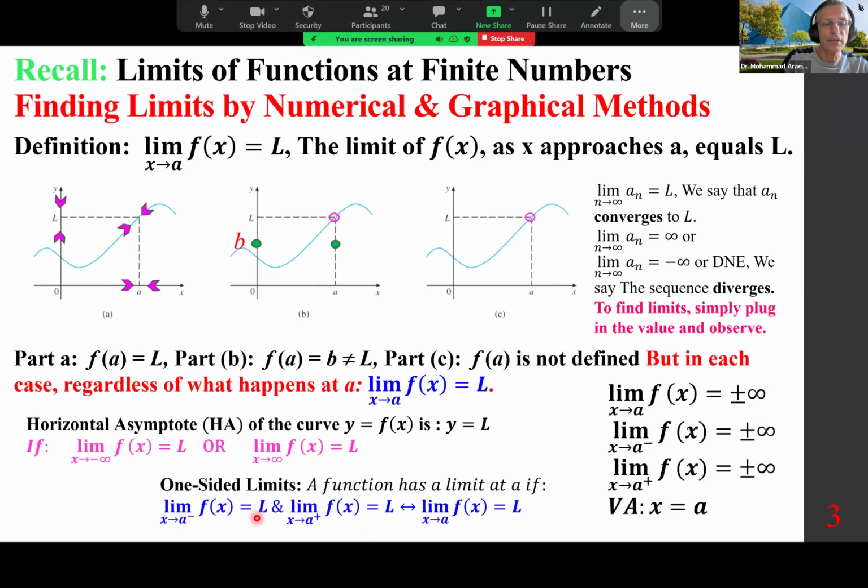As far as one-sided limits are concerned, if the limit of f of x as x approaches a from the left equals L, and the limit of f of x as x approaches a from the right equals L, then we say the limit of f of x as x approaches a exists, and it's equal to L. In other words, the limit only exists when the one-sided limits are identical. So that's the synopsis of what we covered.